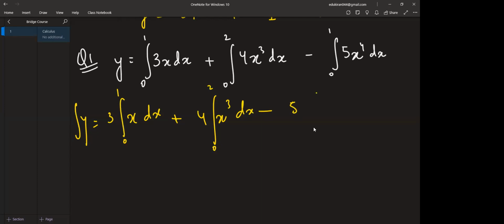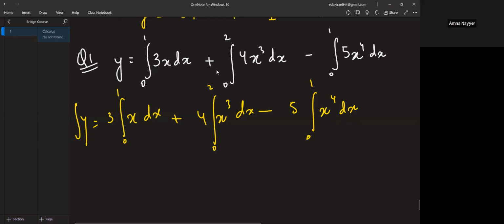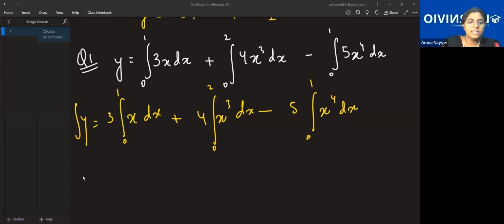Minus 5 is a constant term. We have to integrate x to the power 4 dx from 0 to 1. I think all I have written: 3 x dx, 4 x to the power 3, 5 x to the power 4. So see, this becomes 3 times x to the power 2 divided by 2. Now at least we can omit the step of writing 1 plus 1. This was 1 here, so 1 plus 1 became 2, divided by 2, from 0 to 1.